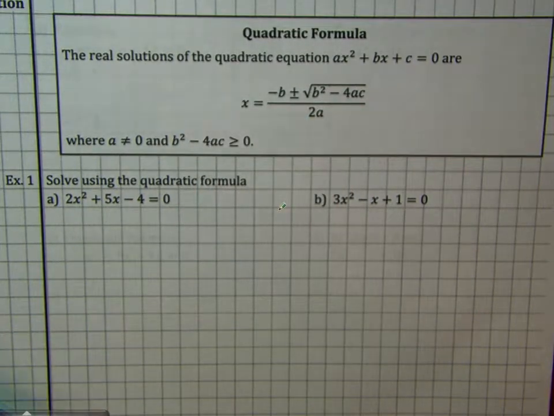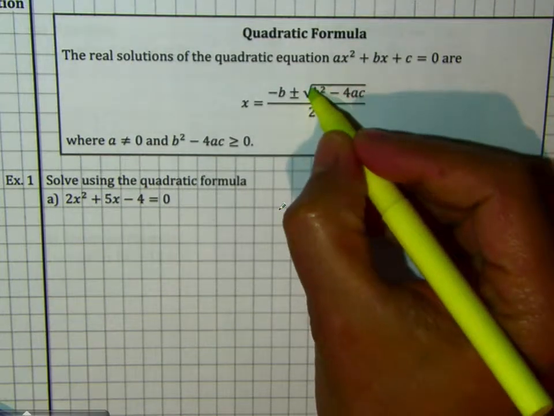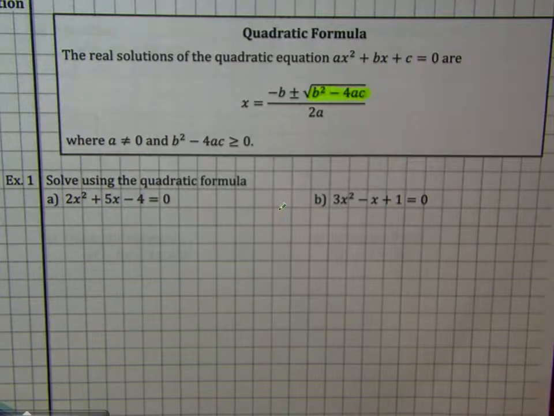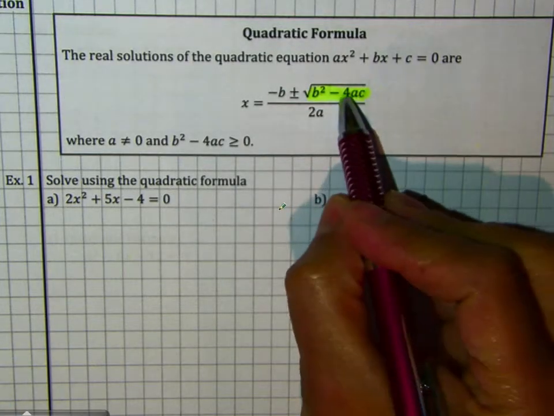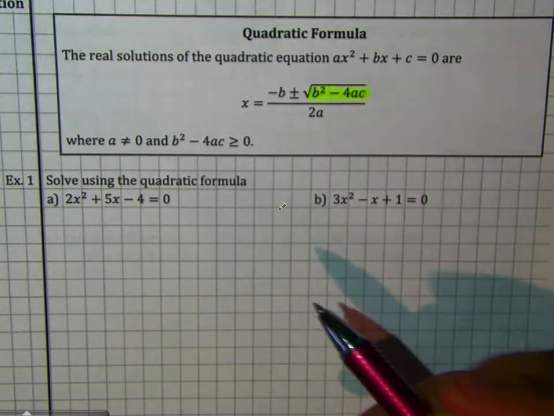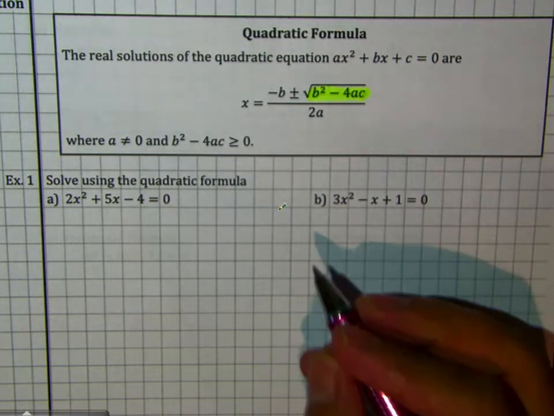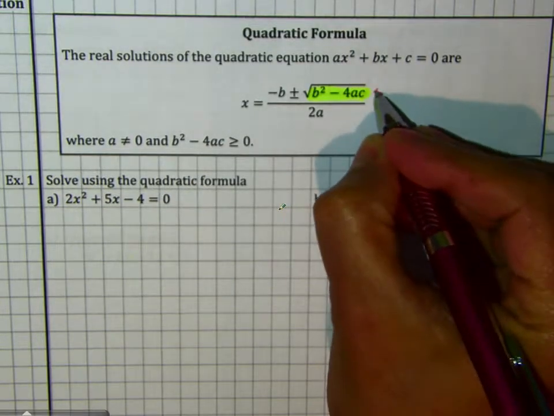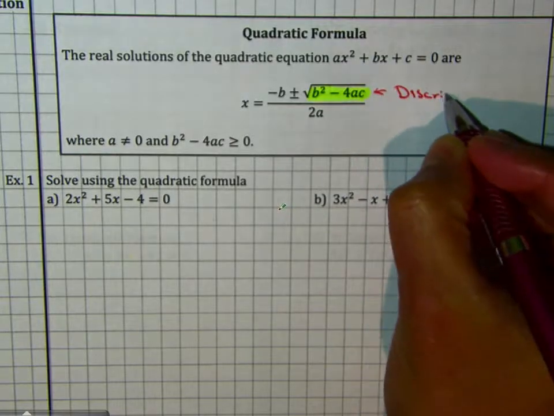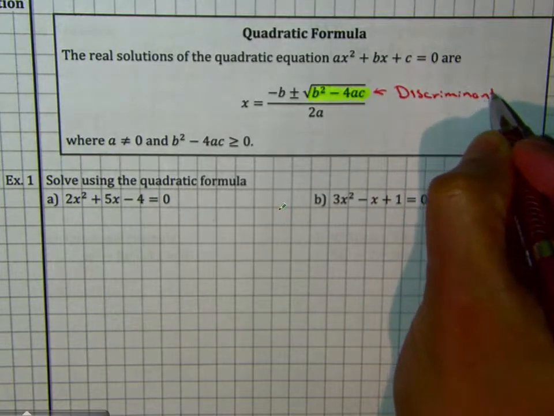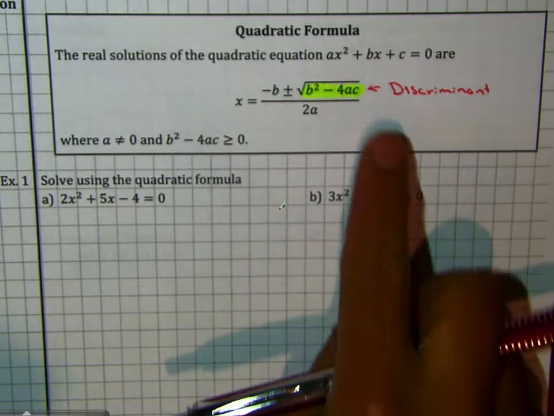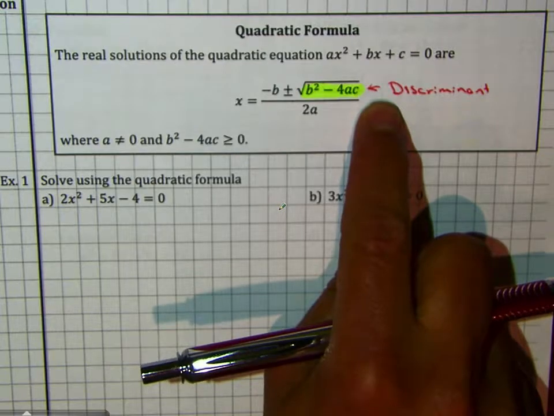And if you notice, this part of the formula is what we covered. Do you guys remember the name? So what is the name of this expression? b squared minus 4ac. That was on your last set of notes. It's called the discriminant. So write it down. And the discriminant tells you how many solutions and the type of solutions.